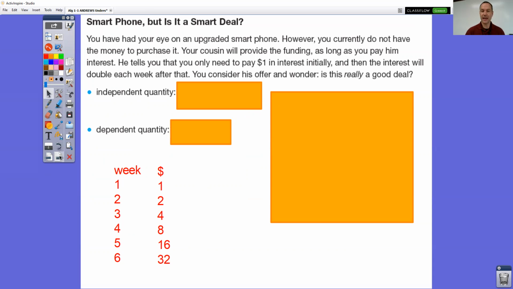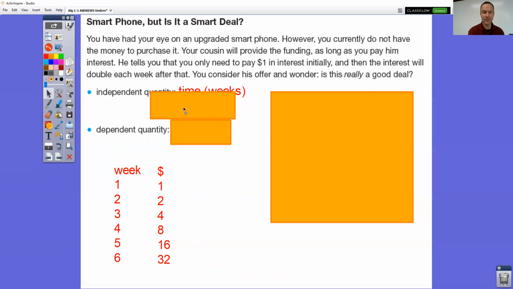So you're paying interest, you're paying $1 the first week, and then it's doubling each week. So after week 1, you're paying $1 in interest. Week 2, you're paying $2, and now it's going to double each week. So week 3, you're paying $4 in interest. Week 4, you're paying $8 in interest. Week 5, you're paying $16 in interest. Week 6, you're paying $32 in interest.